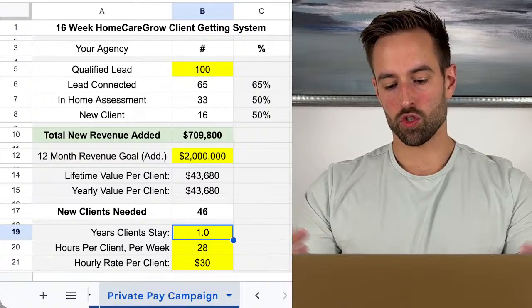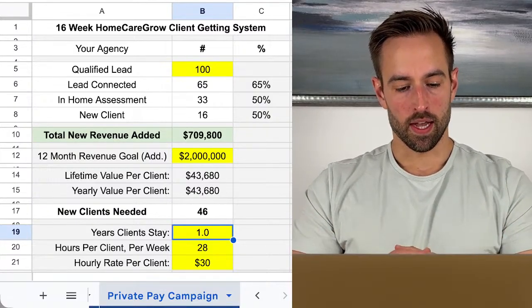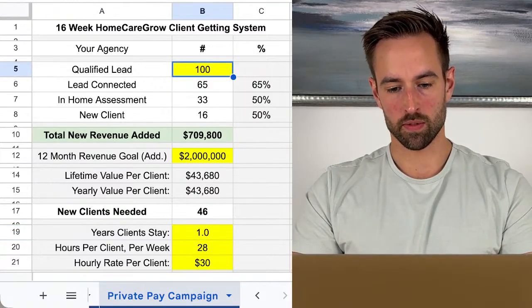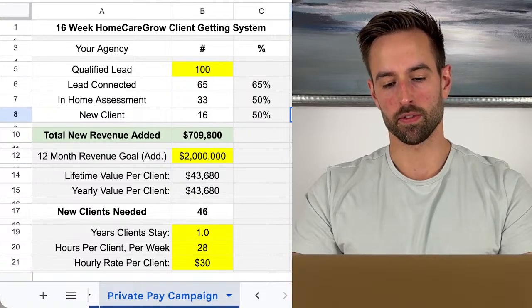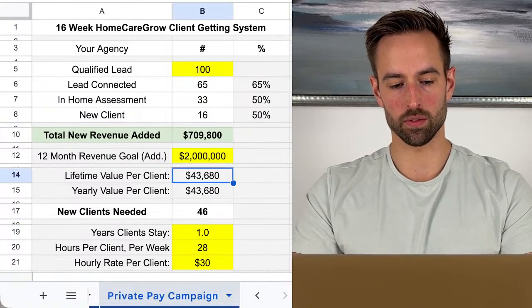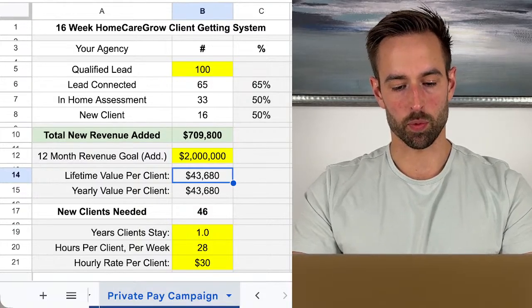So I'm going to base this just off of averages. Of course, this is going to be unique to your business, but let's start with private pay. We're going to base all of this off 100 leads and a pretty conservative 16% of leads closed. First, let's calculate LTV, or lifetime value per client. This is how much a client will pay you over the time they're with you.